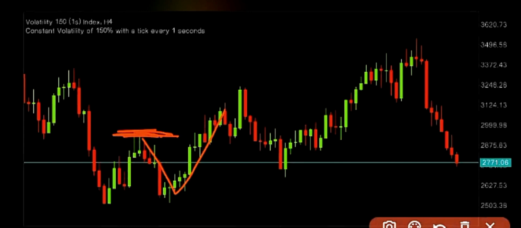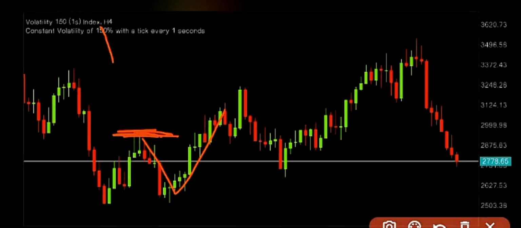Can I ask a question? Yeah, sure. Most times, is the change of character mostly valid in the higher time frame? Yes. This is a higher time frame. This is the H4 time frame. At least we can call it an intermediary term time frame.